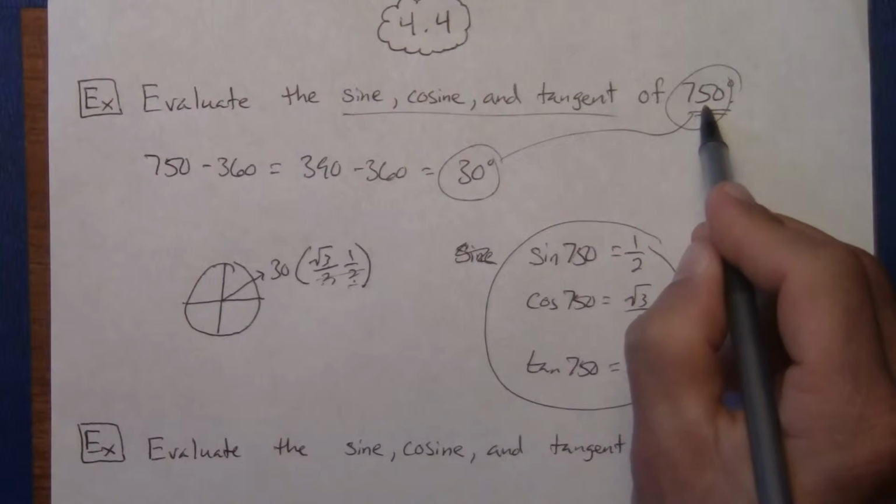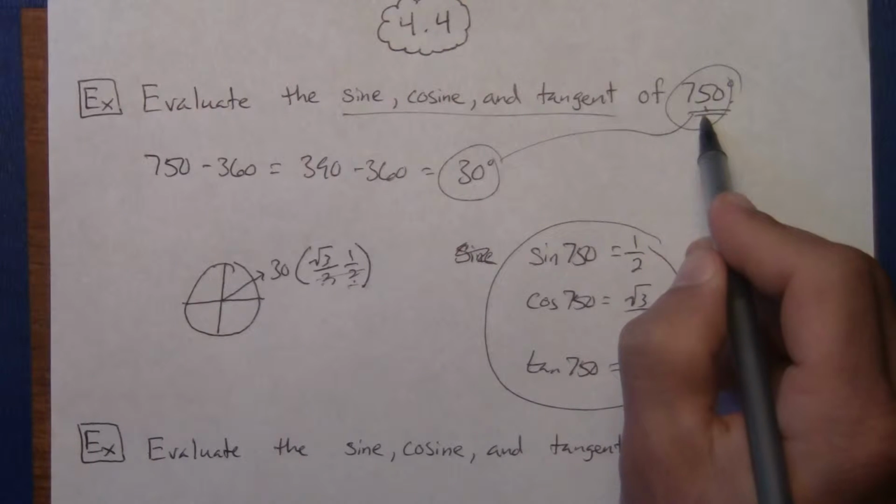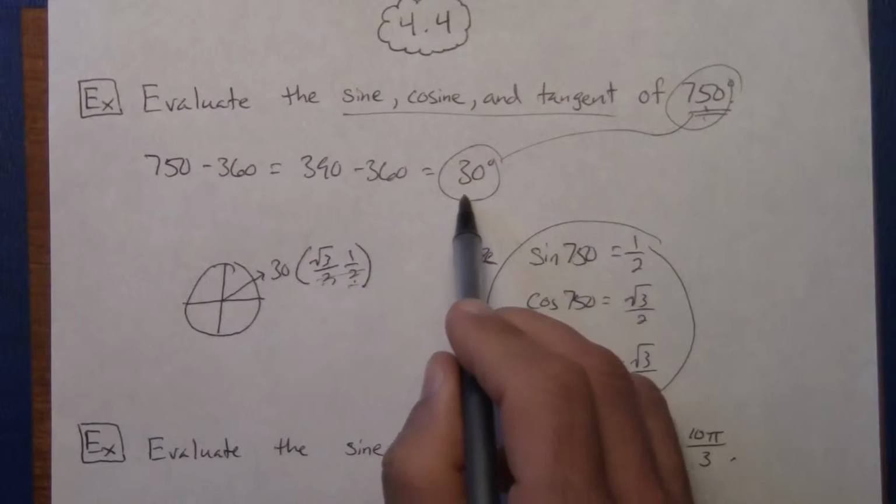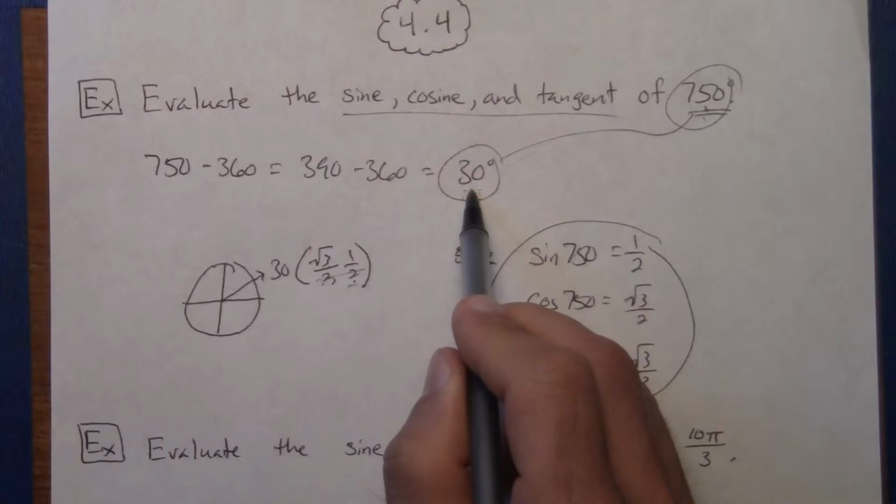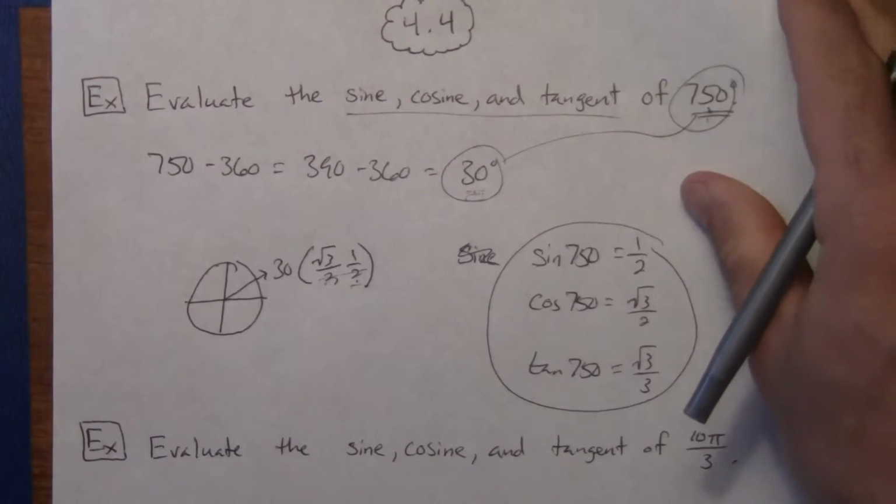So again, the idea is to take whatever this number is. If it's negative, you want to add 360 over and over again. If it's positive, you want to subtract 360 over and over again until you get something between 0 and 360 that you're more comfortable with, or something you recognize.